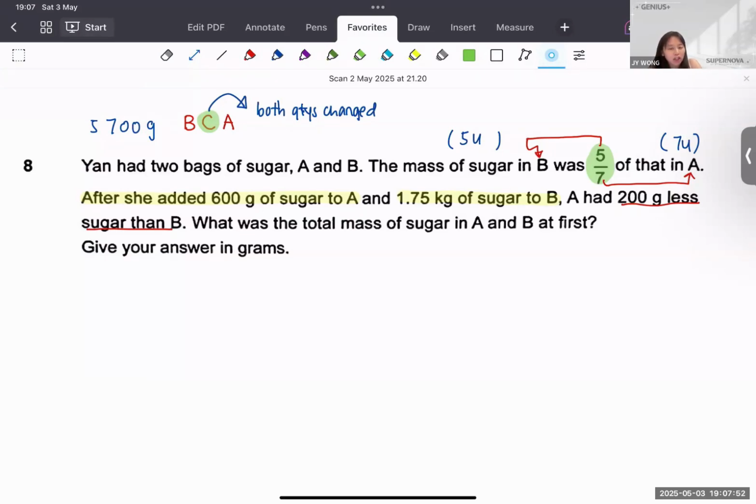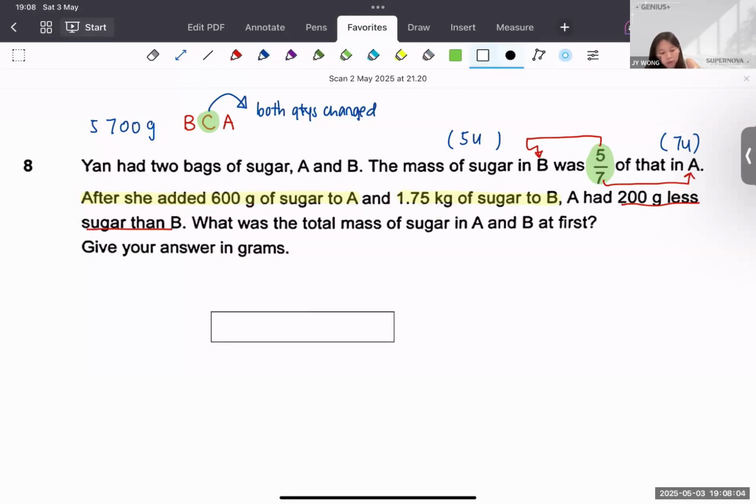Is it true that it's unchanged? Not exactly unchanged, because why? There's equal increase to both. So if you draw model, so let's go straight to drawing model, then it's clearer for you to see. So it's not really difference unchanged. Actually, both quantities change. So I'm going to explain which part will remain unchanged. So you see, this is your B. This is your A.